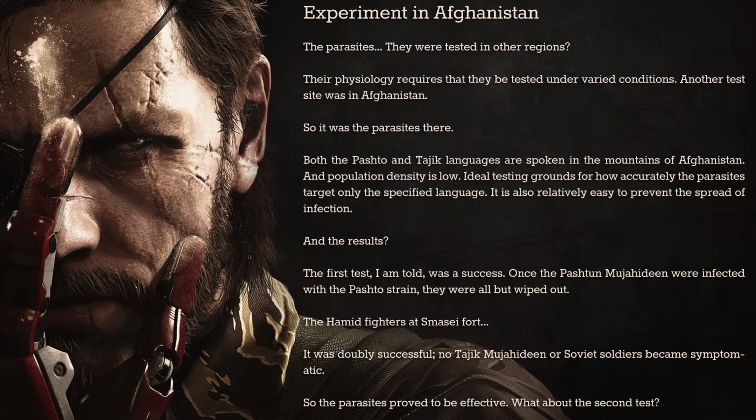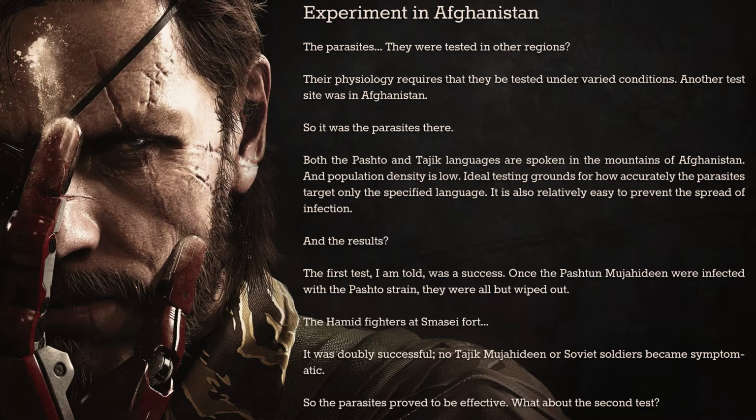The parasites, they were tested in other regions? Their physiology requires that they be tested under varied conditions. Another test site was in Afghanistan. So it was the parasites there. Both the Pashto and Tajik languages are spoken in the mountains of Afghanistan, and population density is low. Ideal testing grounds for how accurately the parasites target only the specified language. It is also relatively easy to prevent the spread of infection.